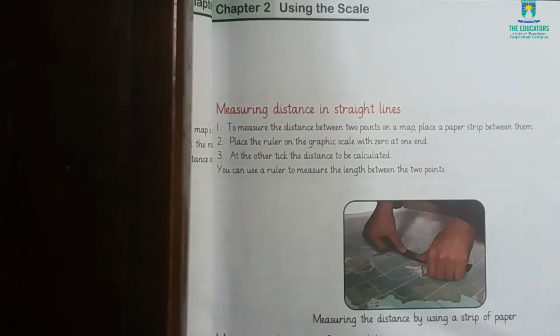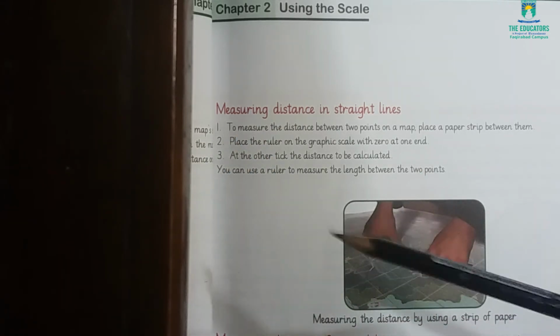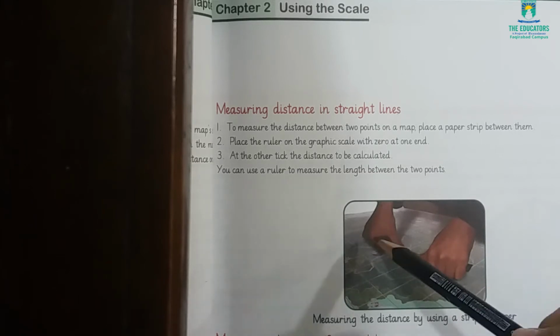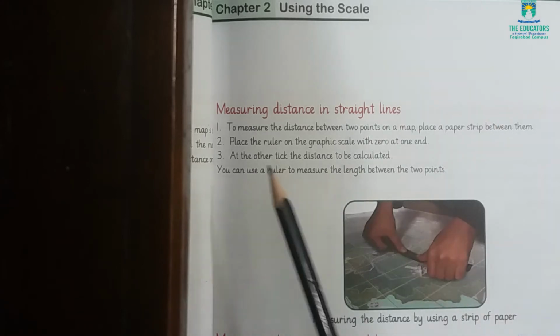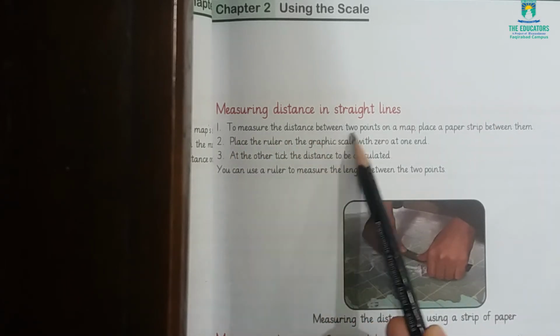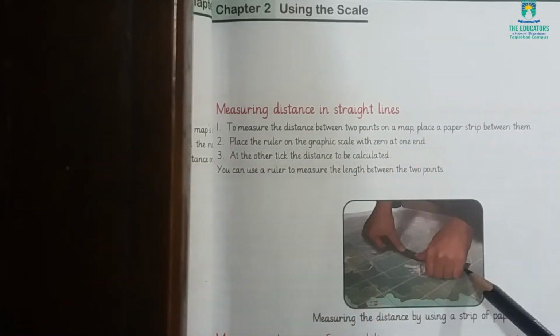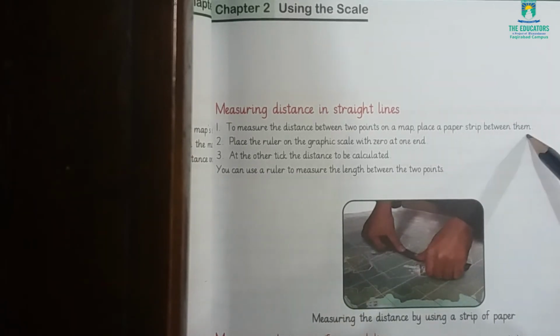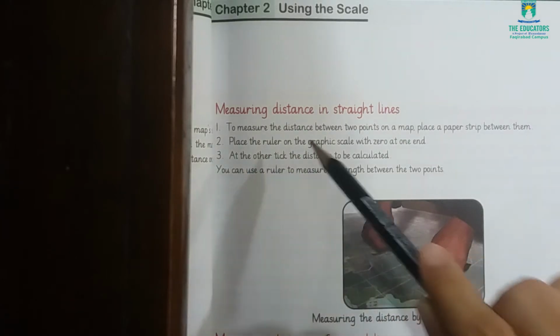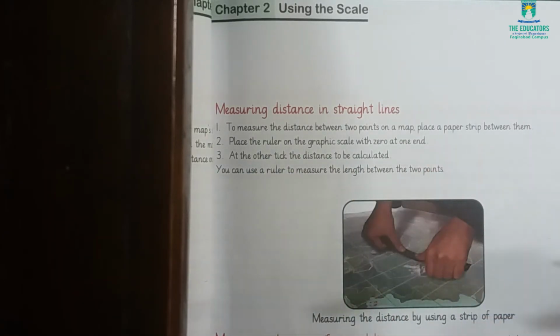There are different places or lines on the map which are straight. So how can we calculate the distance on such straight lines? Point 1 is to measure the distance between 2 points on a map. For example, this is one point, this is the second point. Place a paper strip between them. Place the ruler on the graphic scale with 0 at one end. For example, you can use a paper strip or ruler.